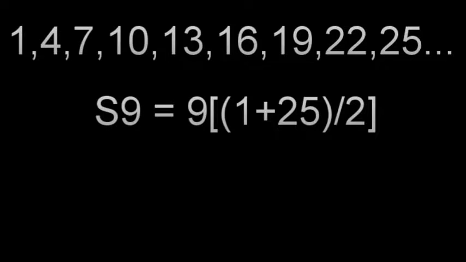The arithmetic series of the sequence 1, 4, 7, 10, 13, 16, 19, 22, and 25 is 117. You can check if your answer is correct by adding it all manually.